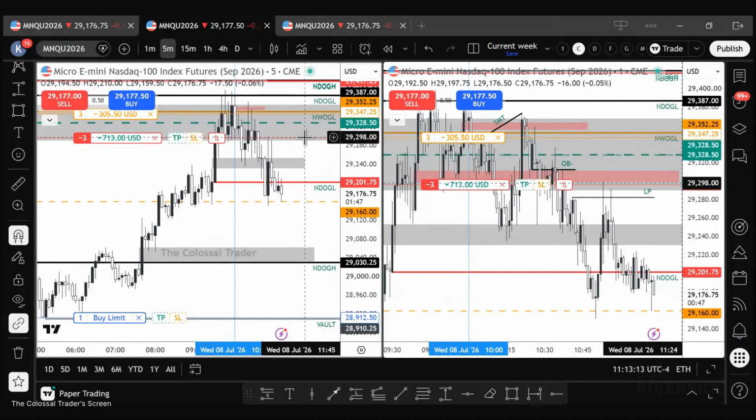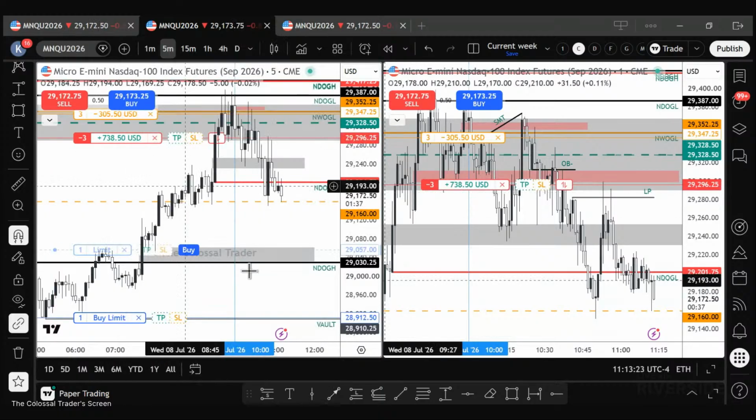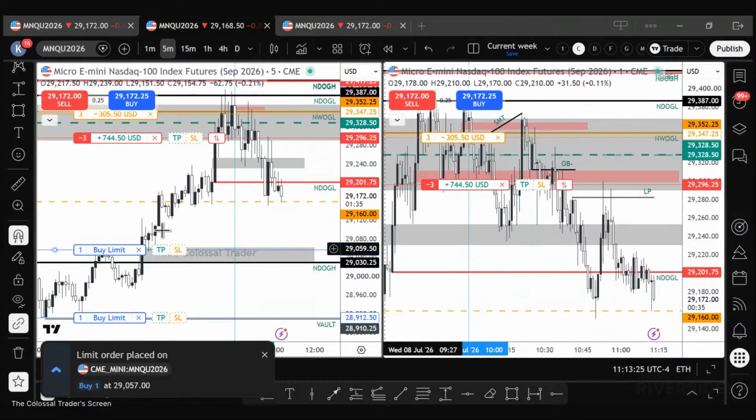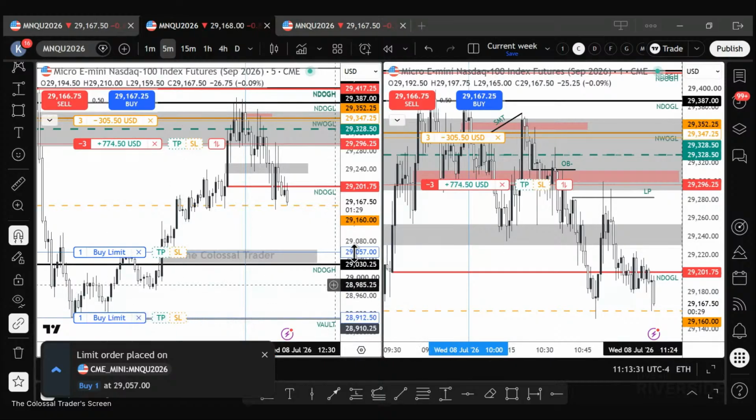Let me see, 29,296 to here. It's about a 200-point drop. We can take something off the table here. Let's be smart. So I'm going to do this while I'm gone. Take a buy limit here. So if it comes down here, I'll take some off there. And then down here, I'll take some off there.